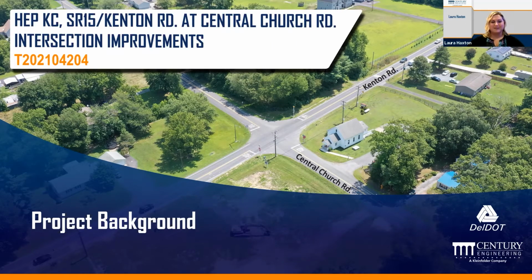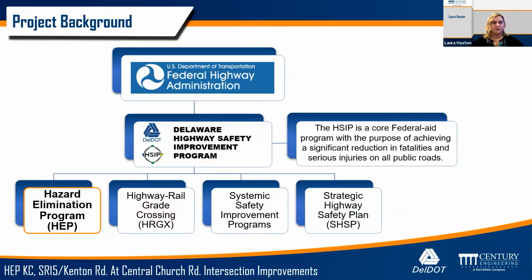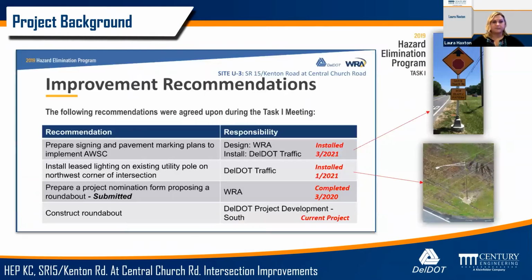Thank you, Calvin. My name is Laura Haxton, and I'll be going through the project background. As the title indicates, this project is located at the intersection of Kenton Road and Central Church Road in Kent County, Delaware, between Dover and Cheswold. The safety improvements at this intersection were identified through the Hazard Elimination Program, which falls under the Delaware Highway Safety Improvement Program, or the HSIP. This is a federally funded project through FHWA.